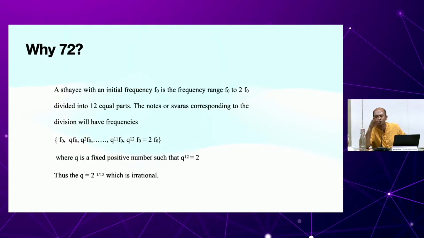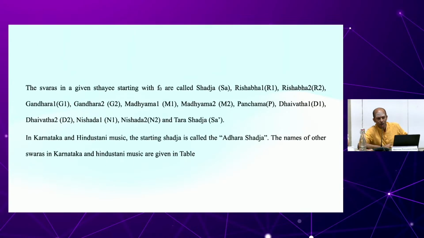So all instruments, discrete instruments, are approximate sounds. They cannot give you the exact value of the note, which is why we have this system of gamaka in order to realize some of those intermediate frequencies. All right, so these swaras in this given sthai, starting with F0, are called Sa, Re1, Re2, Gavan, Gatu, Mavan, Matu, Pa, Dhavan, Datu, Nivan, Nitu, and Sa.